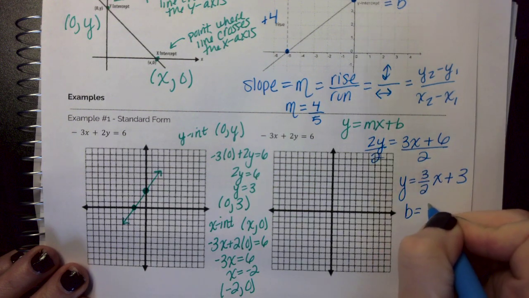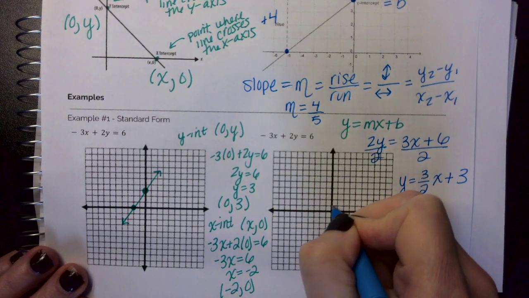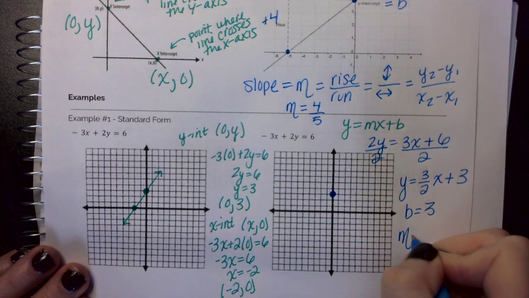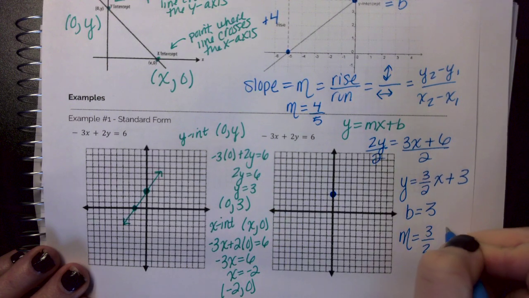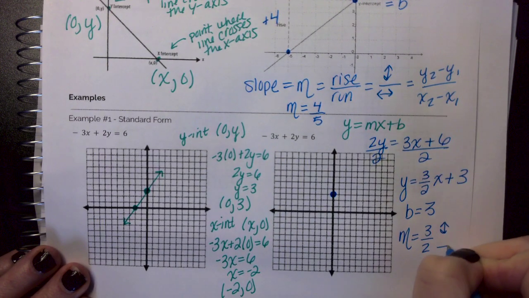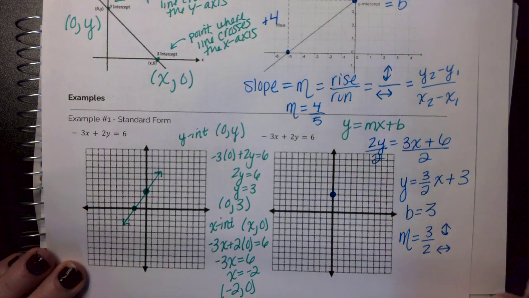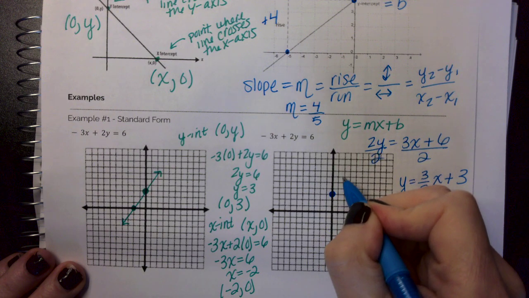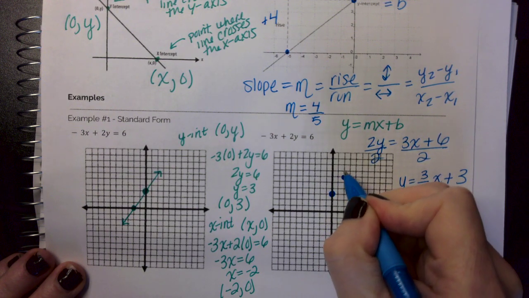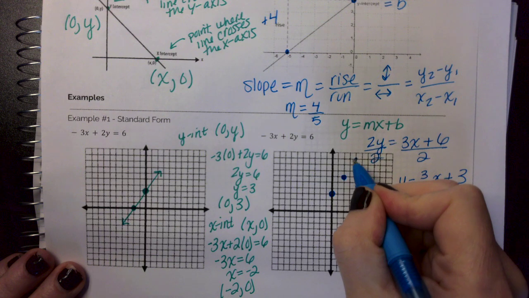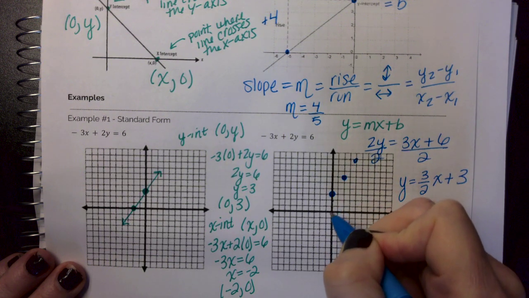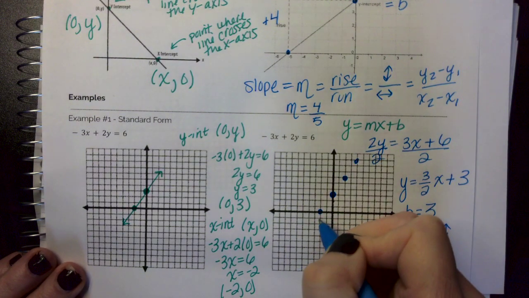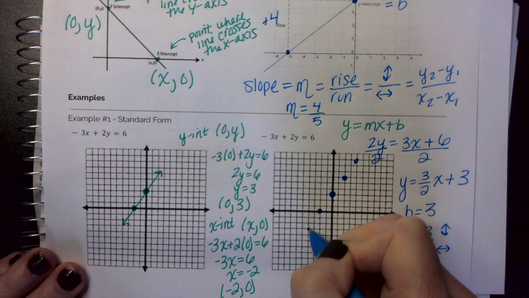b then is 3, that is the y-intercept: 1, 2, 3. And the slope is 3 over 2. So that's rise over run. From this point, I'll go up 3 and over 2. Then I'm going to go down 3 and over 2. This is the same as -3 and -2 if you want to reverse the pattern.